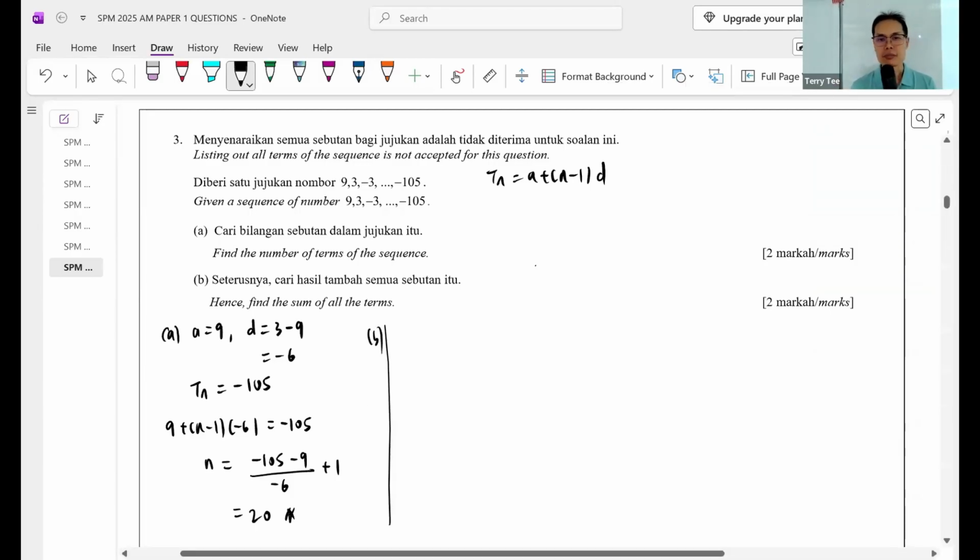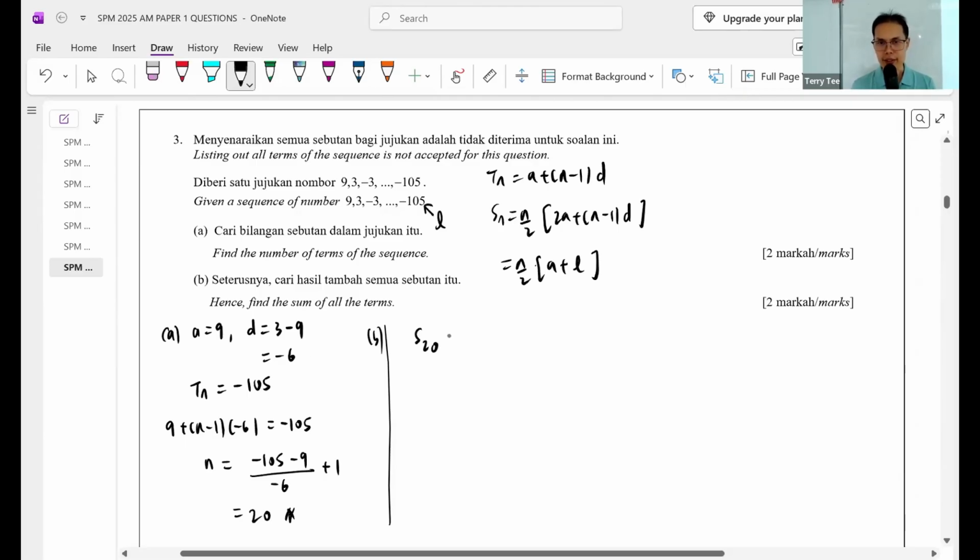Next, find the sum of all the terms. Okay, so for sum, there are two versions we can use for arithmetic. You can use n over 2 times 2a plus n minus 1 d. We can also use n over 2 times a plus l. Now, for me, I like to use a plus l. Why? Because I already know my last term. l stands for last term. I know my last term is negative 105.